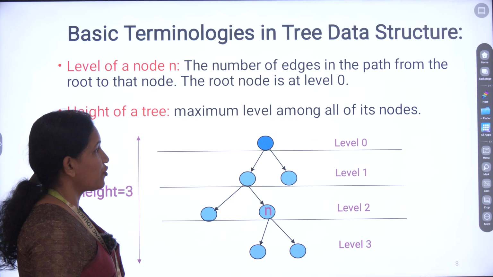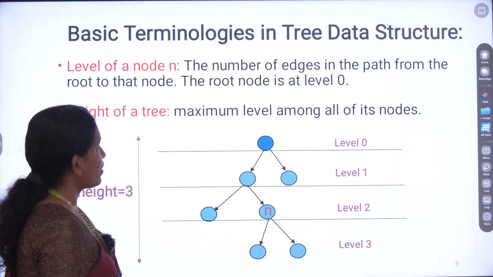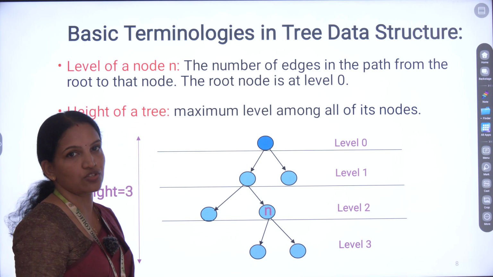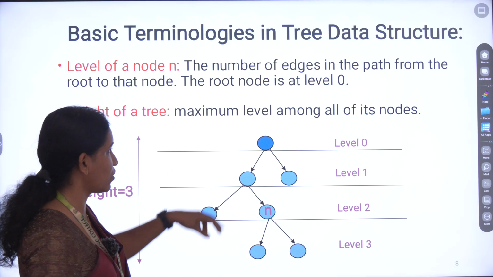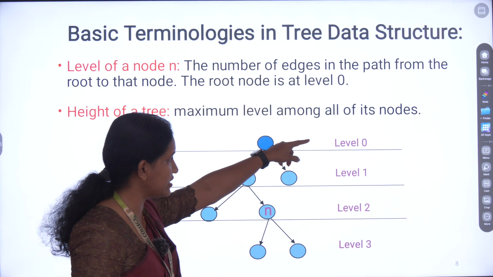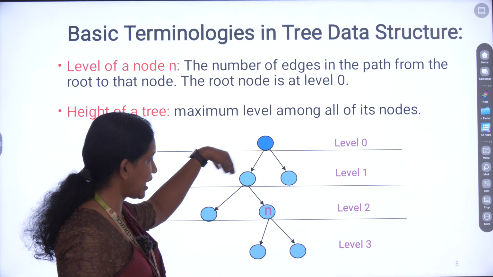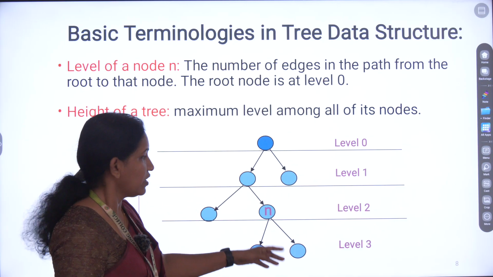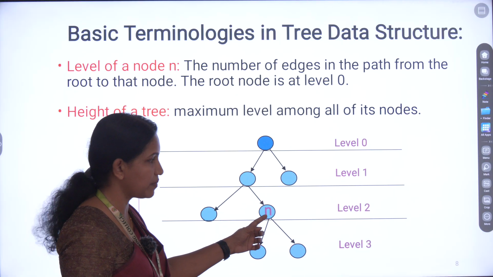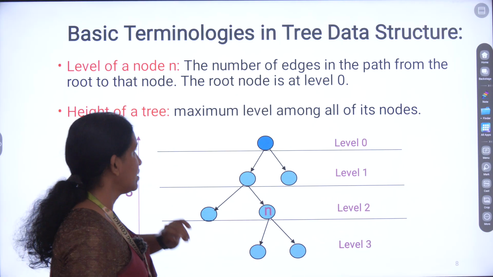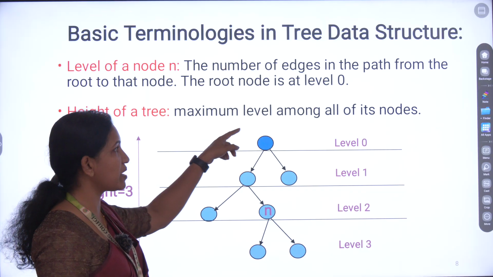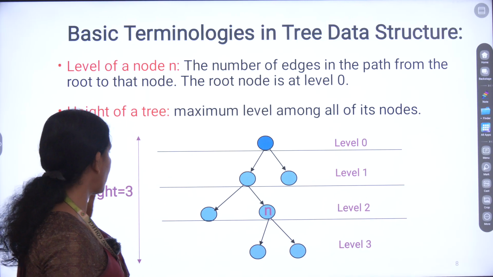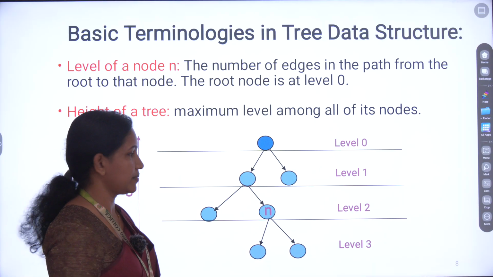And the next term is level of a node. Level of a node is the number of edges in the path from the root to that node. So the root is at level 0, and the next level, the child nodes of the root, is at level 1, then level 2 and level 3. If you consider the node N, that belongs to level 2. Now height of the tree is the maximum level among all its nodes. So maximum level is 3. So height of this tree is 3.